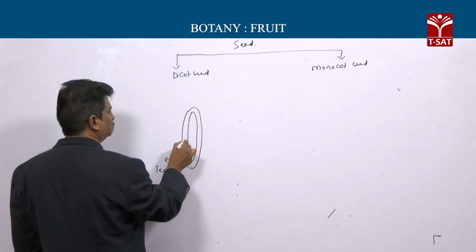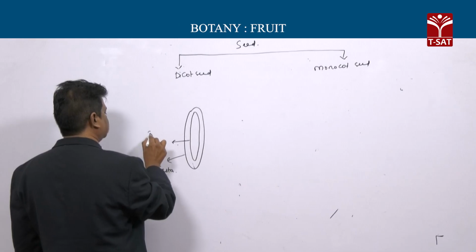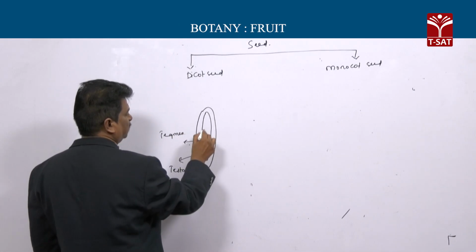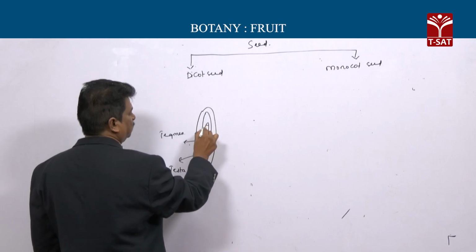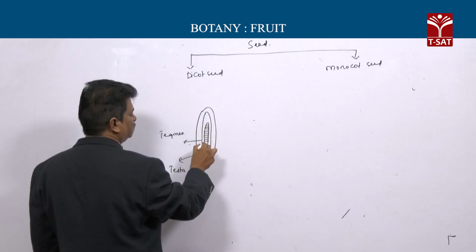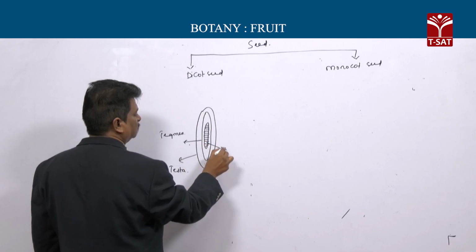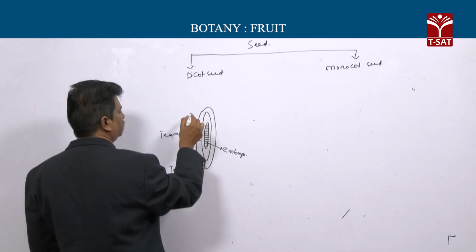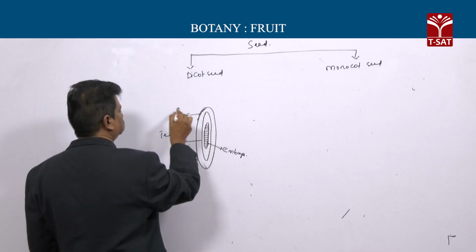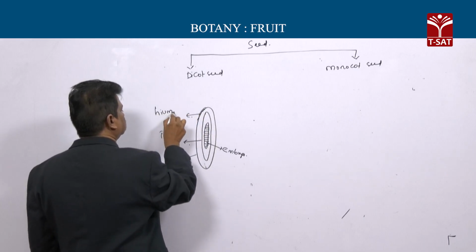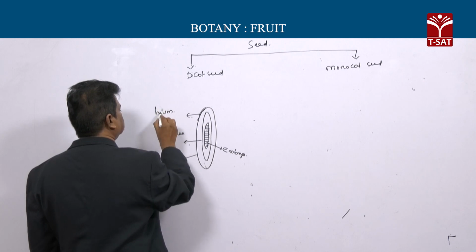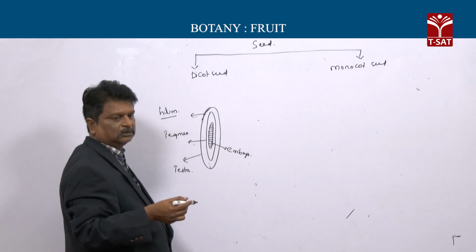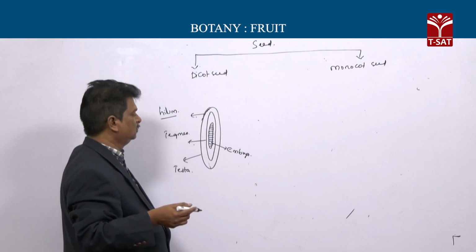Outer seed coat is called a testa. Inner seed coat is called a tegmen. Inside the seed, embryo is present. And this seed contains a scar called hilum. Hilum is the point where the fruit attached to the seed.